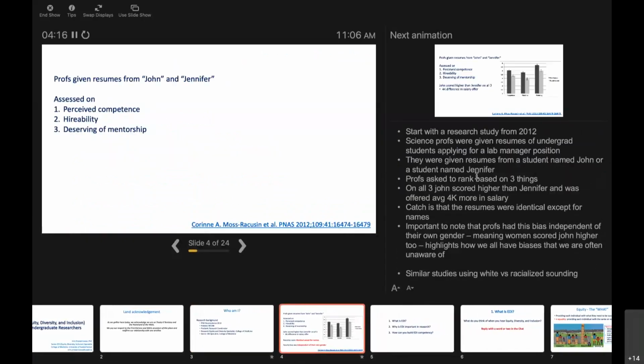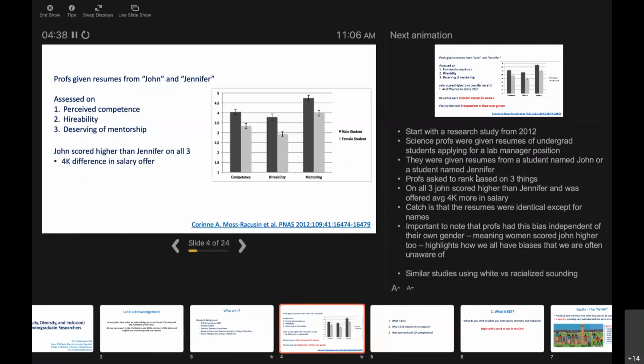Okay, so I want to start with this research study from 2012. Some of you might be familiar with it. Science professors were given resumes of undergraduate students applying for a lab manager position, and they were given these resumes either from a student named John or a student named Jennifer. And the professors were asked to rank these CVs or these resumes on three things: perceived competence, hireability, and whether they felt the candidate was deserving of mentorship.